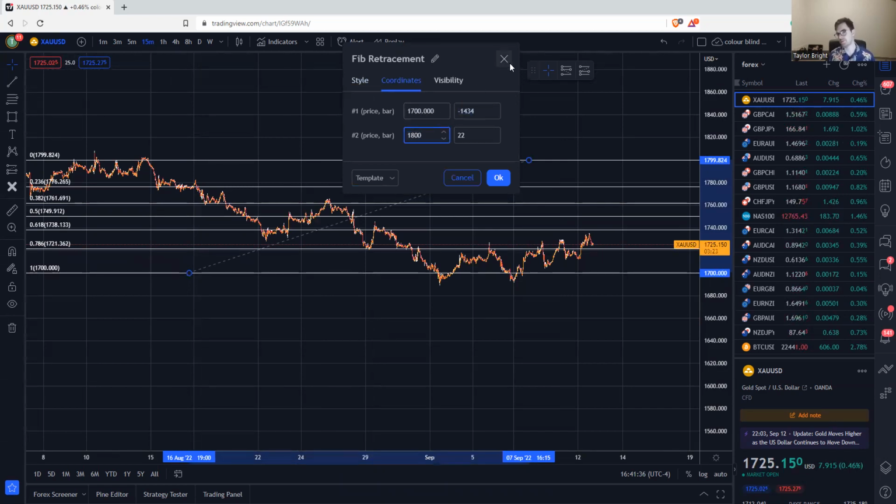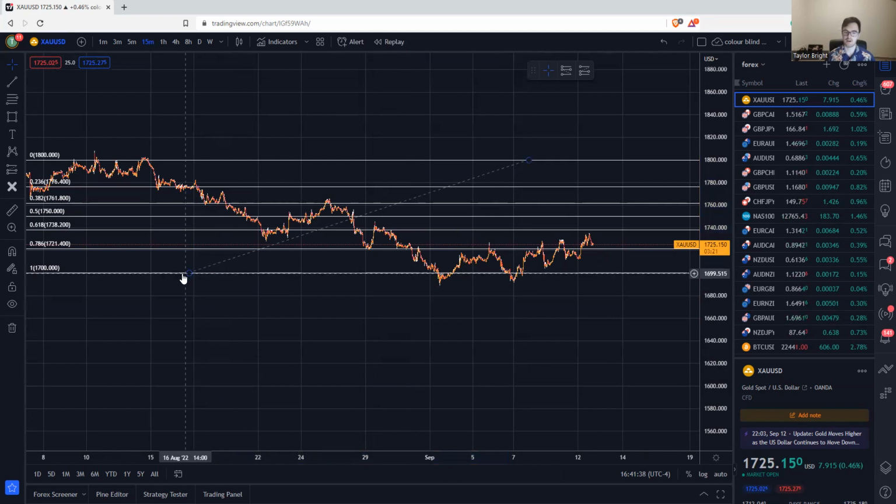1700 to 1800. And again, I draw from bottom to top. Bottom to top, and the reason being is because 786 and 236 are not exact opposites. So if I draw it consistently in one direction, then I can control the amount of variables. If I'm drawing it either direction, then you're just adding another variable into the mix that you don't need to be.